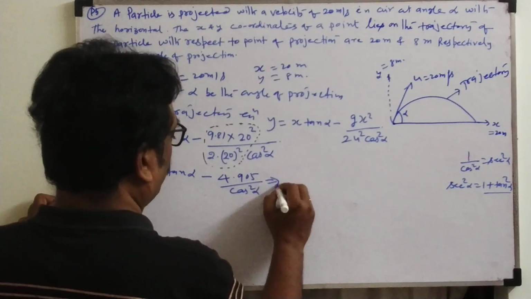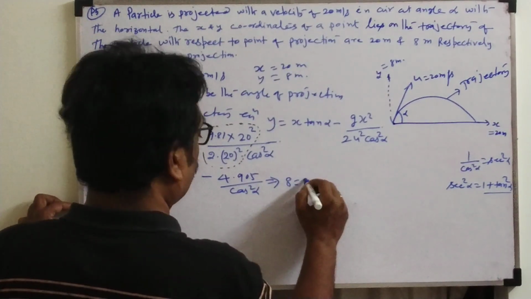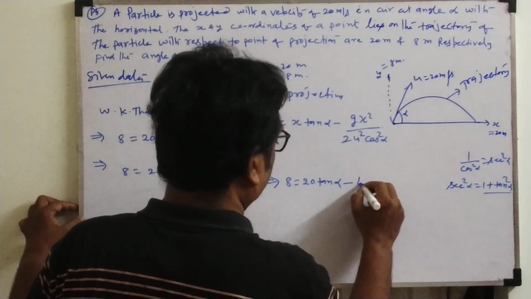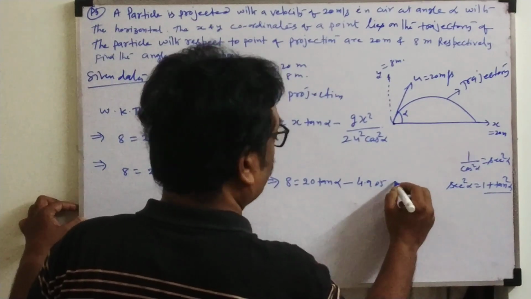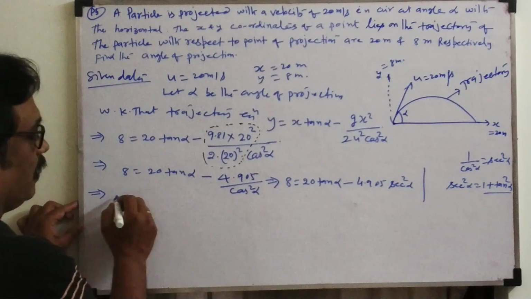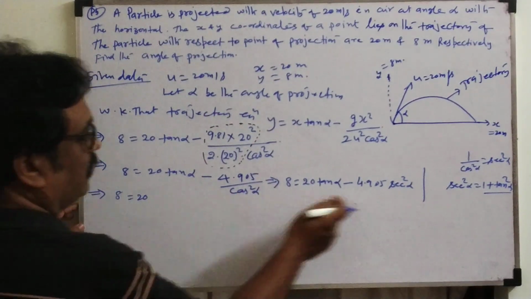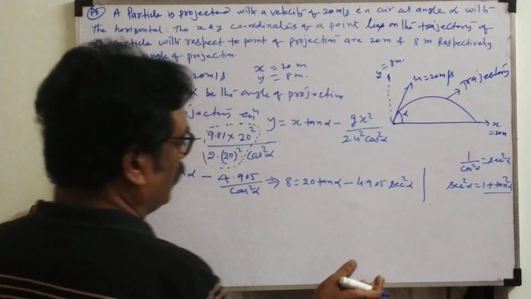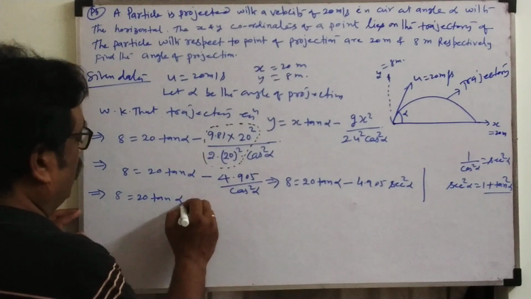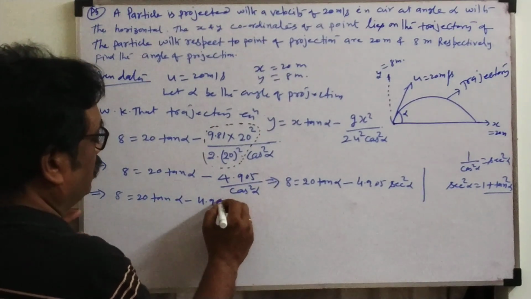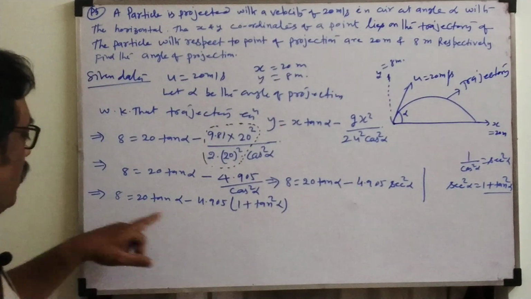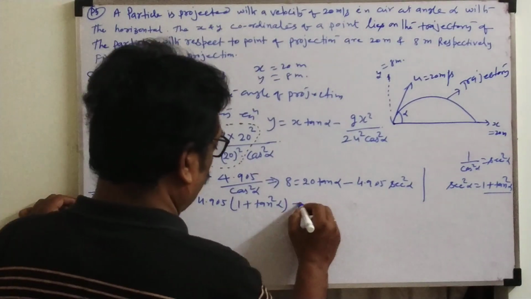So we will write that implies 8 is equal to 20 tan alpha minus 4.905, okay, one step we write sec square alpha. Next step, what will we write? 8 equal to 20 tan alpha minus 4.905 into sec square alpha, which is 1 plus tan square alpha. For understanding, write one more step, no issue. Now what will we do? This we multiply for both.